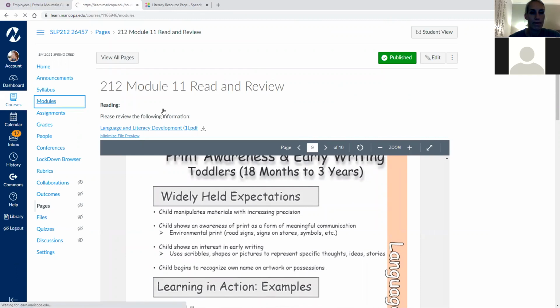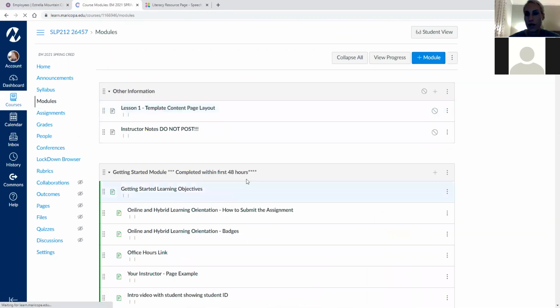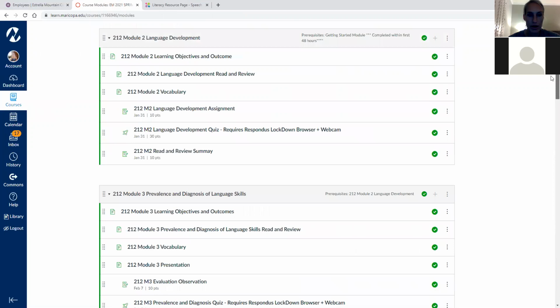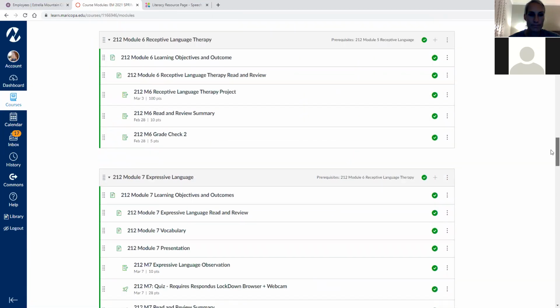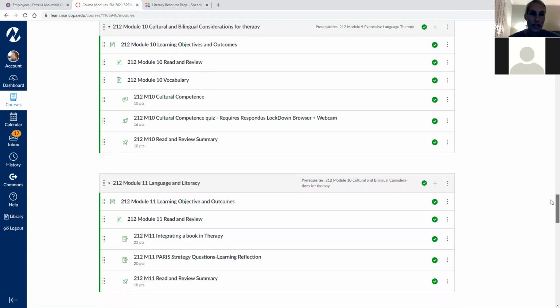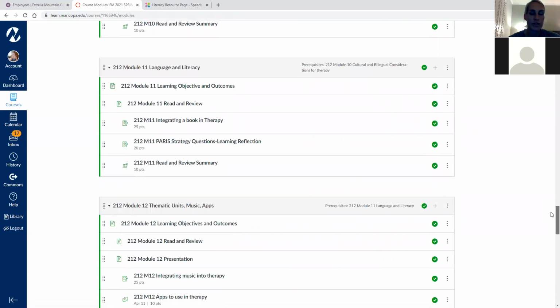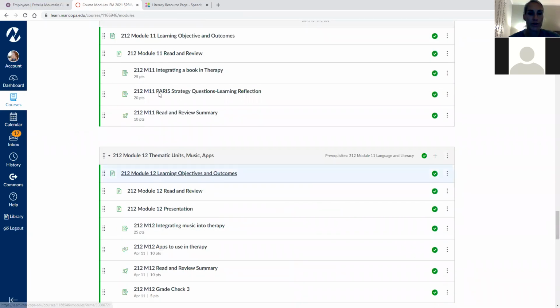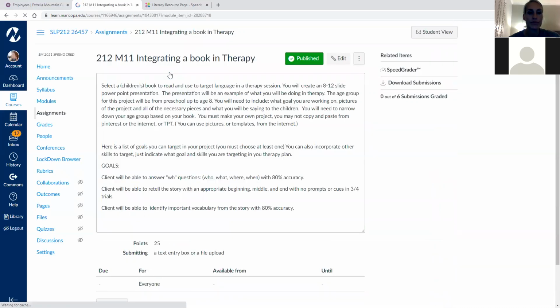Okay. Whoops, sorry, I don't want to go there. So the PARA strategy. I want you to read it. A lot of people were like, oh, I don't see it right away since it didn't say PARA strategy, but it's in there. So integrating a book into therapy.